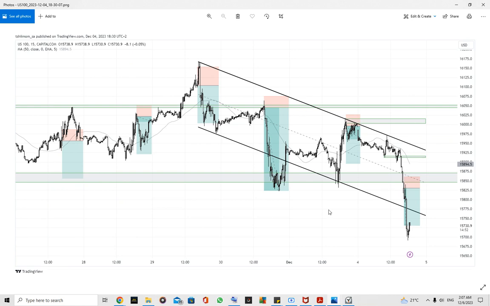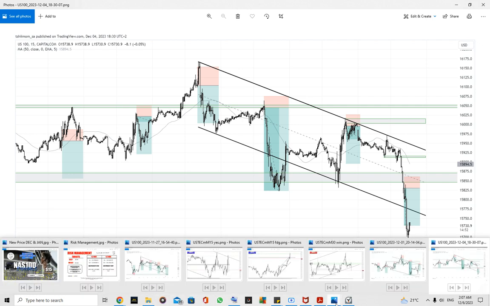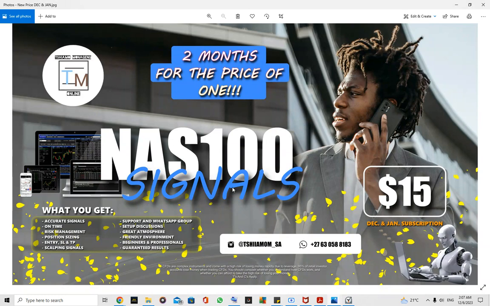But as you can see, the most important thing here is to respect the rules of your strategy and forget about forcing trades because that's where you'll make the most mistakes. So that's the NAS 100 signals.